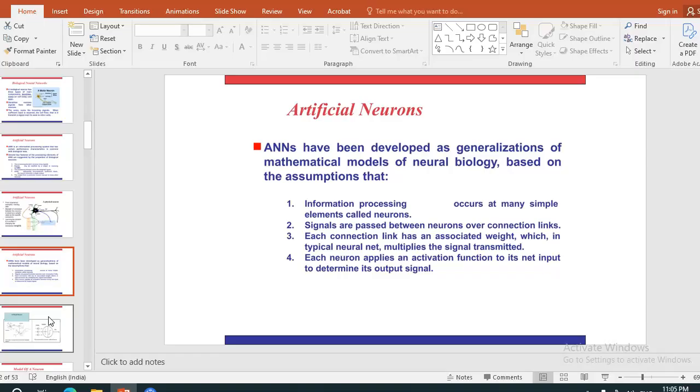Each neuron applies an activation function to its net input to find the output signal. The activation function is used to provide non-linearity in the processing of data. There are different types of activation functions in neural network models, like the leaky ReLU activation function, the sigmoid activation function, the tanh or bipolar sigmoid activation function, and the softmax activation function.